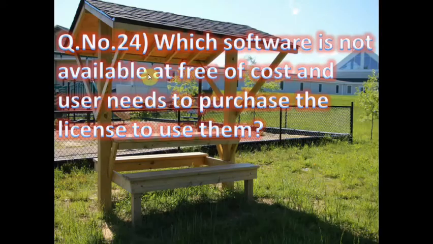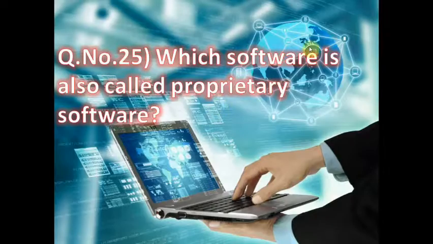Now question number 24, which software is not available free of cost and the user needs to purchase the license to use it? Here you have to find the answer. Which software is not available free of cost to the customer, and the user or customer needs to purchase the license for using the software? Now question number 25, which software is also called proprietary software? Here you have to find the answer.